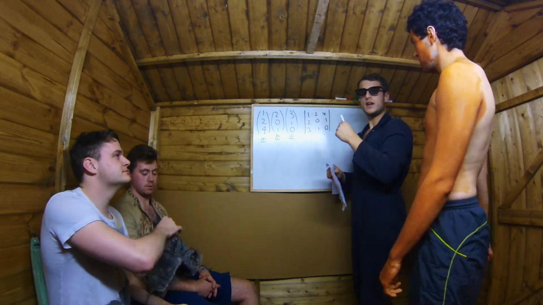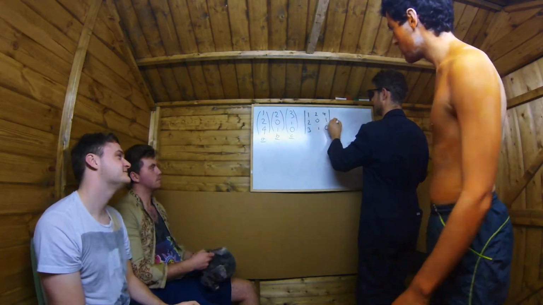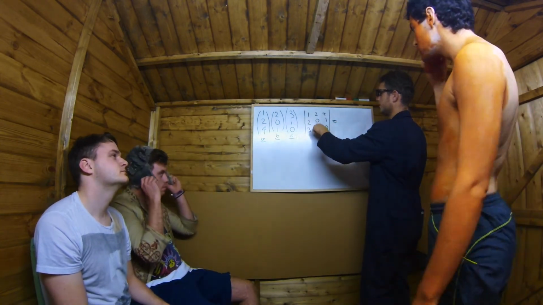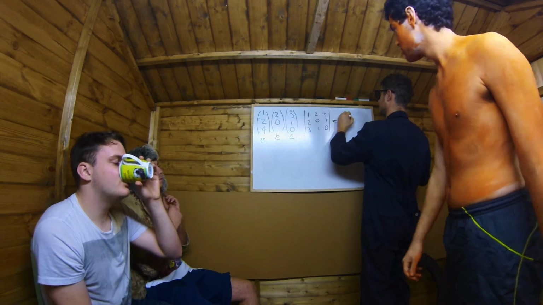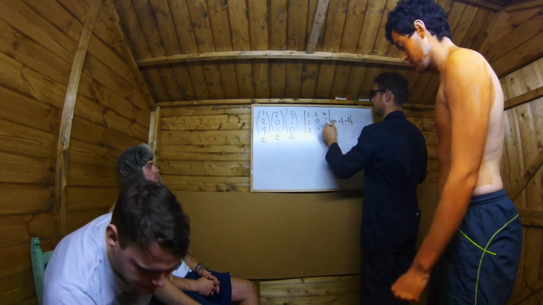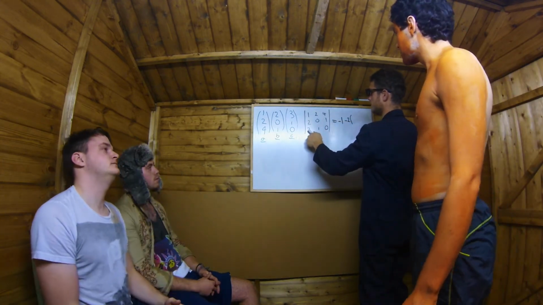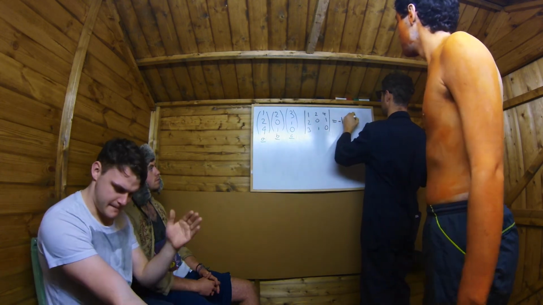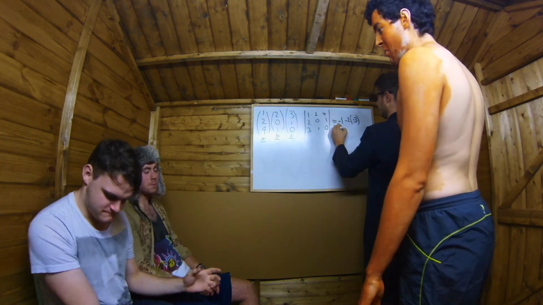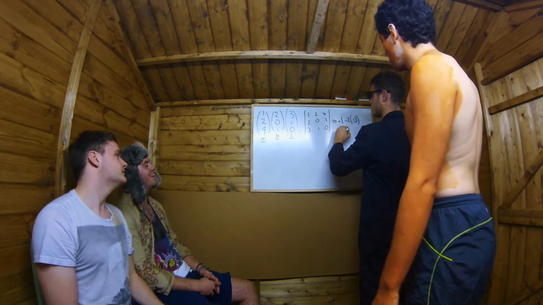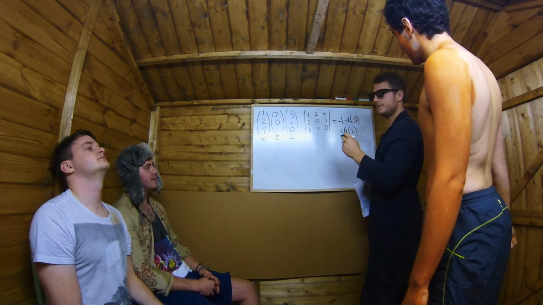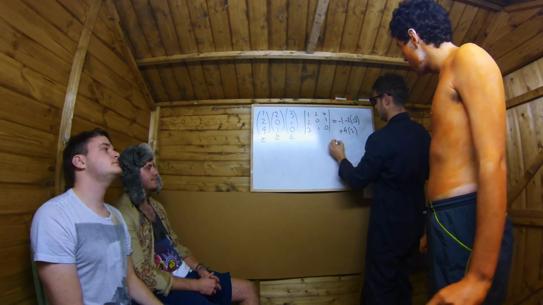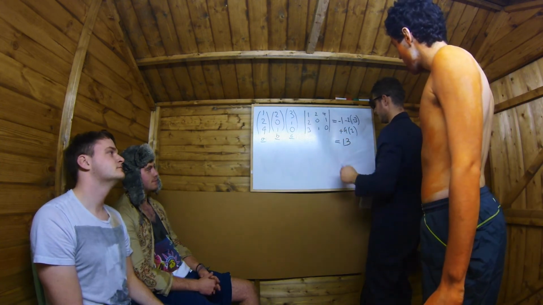Here's one I made earlier. Equals 1 times minus 1 minus 1. Take away 2 lots of 0 minus 3. 2 lots of minus 3. Plus 4 lots of 2. Which, if you do this in your head, as a true mathematician, is equal to 13.